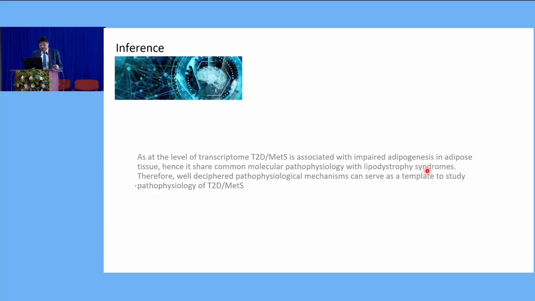The inference is that at the level of the transcriptome, T2D and metabolic syndrome are associated with impaired adipogenesis in adipose tissue. Hence, it shares a common molecular pathophysiology with lipodystrophy syndrome. Therefore, a well-deciphered pathophysiological mechanism can serve as a template to study the pathophysiology of T2D and metabolic syndrome populations. Because in lipodystrophy, even monogenic disorder, everything comes out of adipose tissue only. In type 2, we tolerate this organ dysfunction, that organ dysfunction.